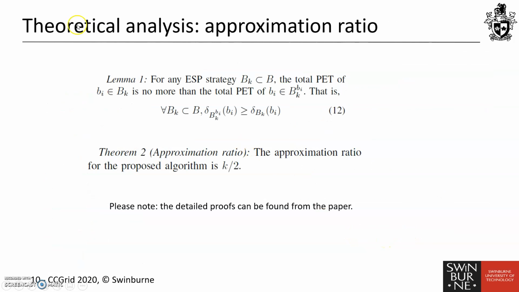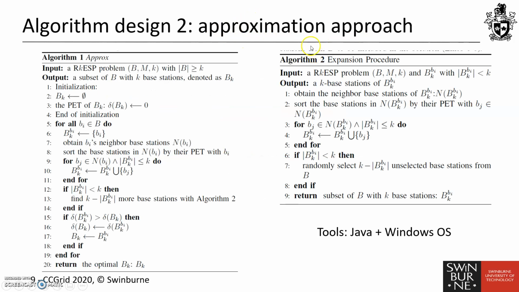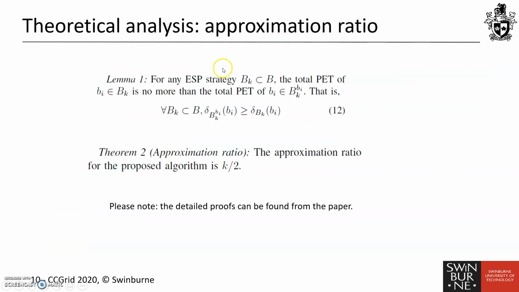Now I will give you the approximation ratio, because it's an approximation method. So we now analyze its approximation ratio. We will use one lemma and one theorem to analyze the approximation ratio. The detailed proof can be found in the paper, so we will not discuss it here. If you have any questions about the proof, please send me an email.